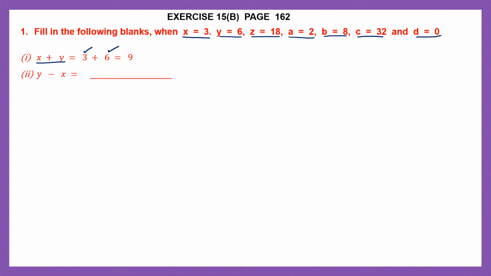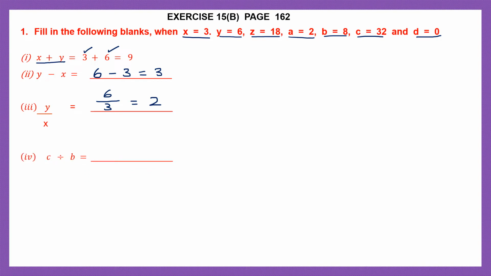So question 2, y minus x. So y is given in the question as 6. Then we write minus, and x is given as 3. So 6 minus 3 is 3. Next one, y divided by x. So here it is y divided by x. So that means 6 divided by x is 3. 3 2's are 6, so the answer is 2.